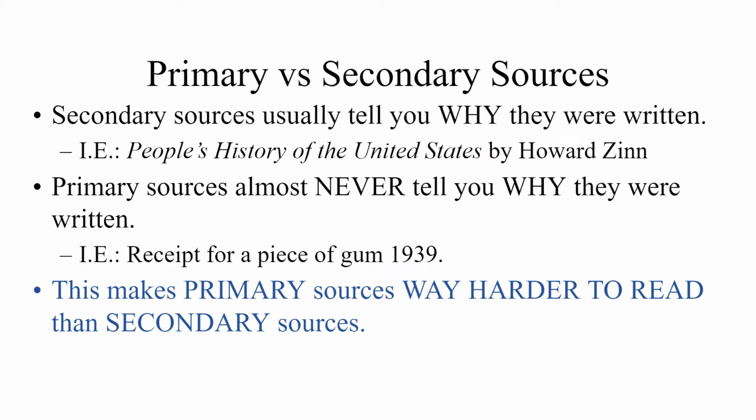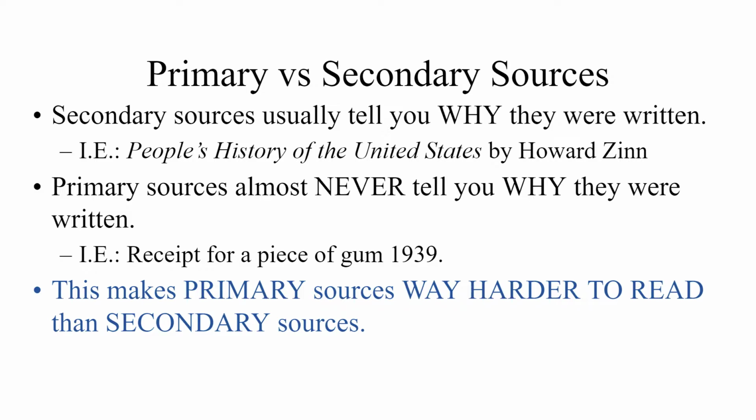Okay, so really quickly, thinking back to the primary versus secondary source piece, I want you guys to understand how historians use primary sources versus secondary sources. And this is kind of where I'm getting at with this. Secondary sources will tell you why they were written, oftentimes even in the title. So Howard Zinn says A People's History of the United States. It's telling you why it exists. It's going to give you a history of the people of the United States.